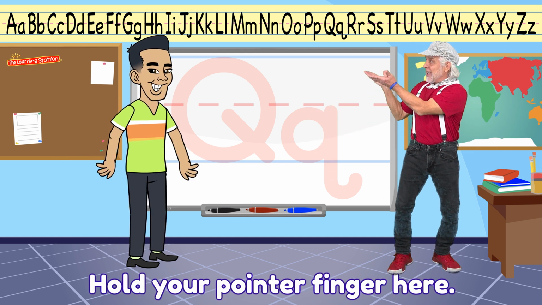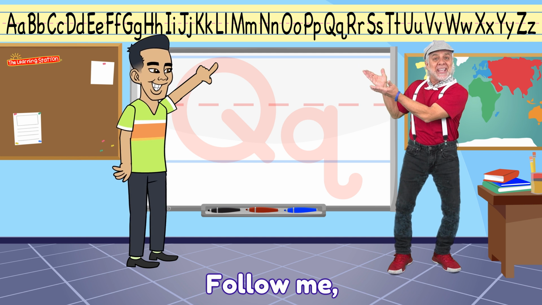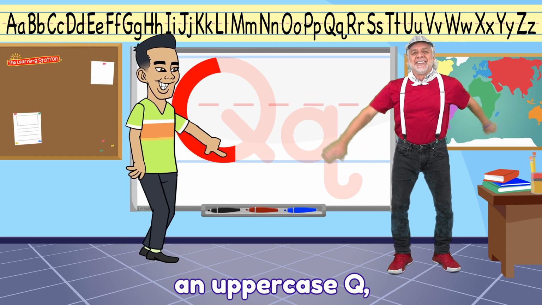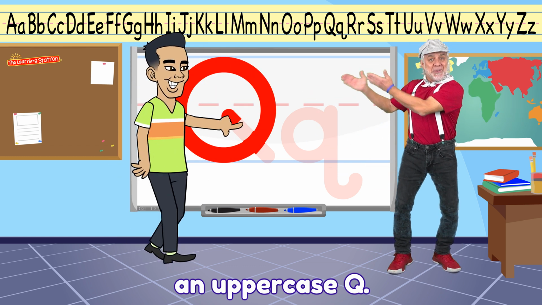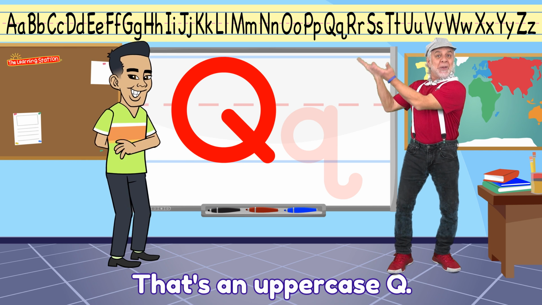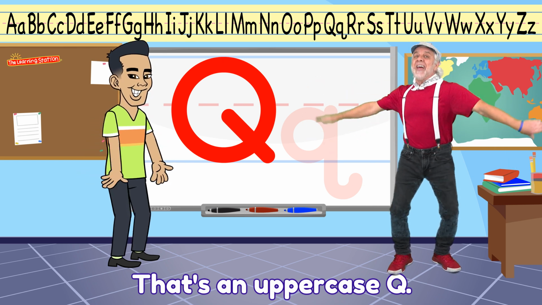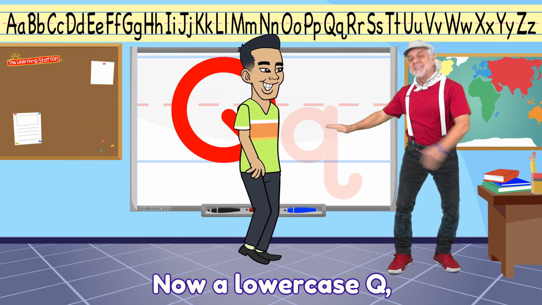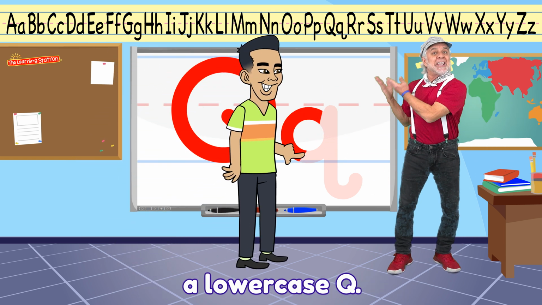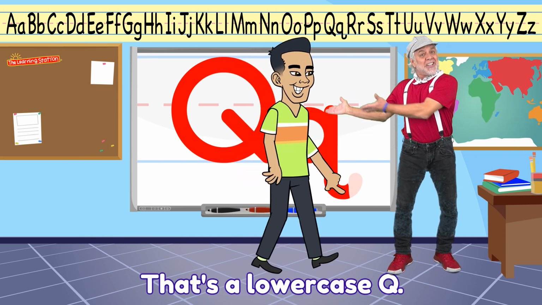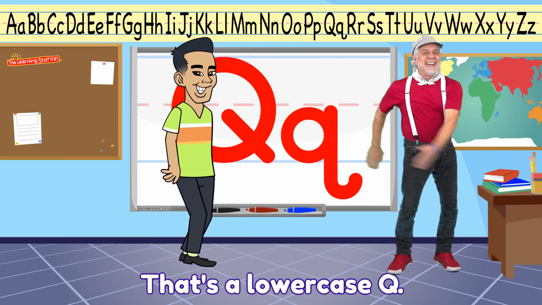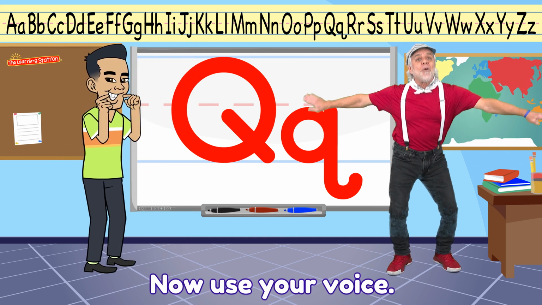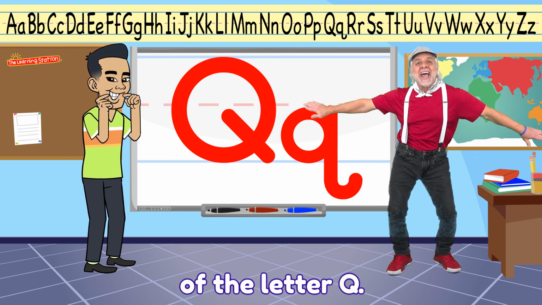Hold your pointer finger here. Draw the letter in the air. Follow me and you'll see an uppercase Q. That's an uppercase Q. Now a lowercase q. That's a lowercase q. Now use your voice, let's make the sound of the letter Q.